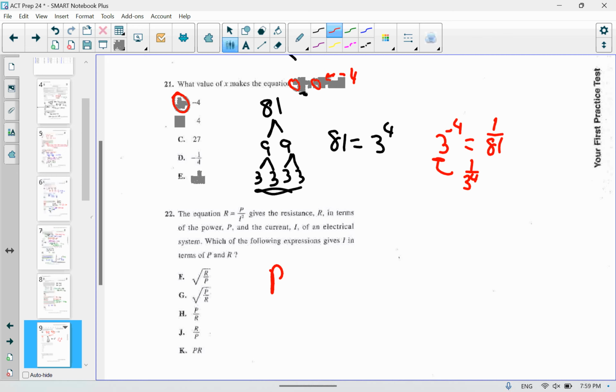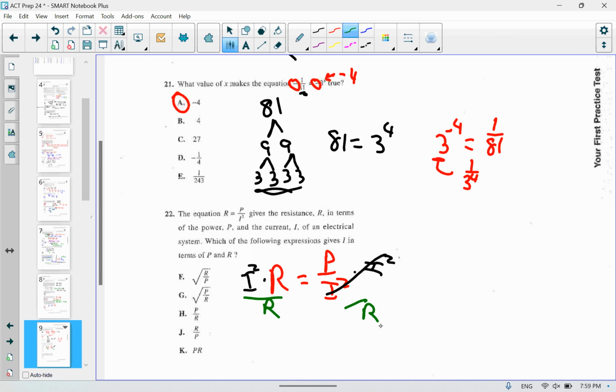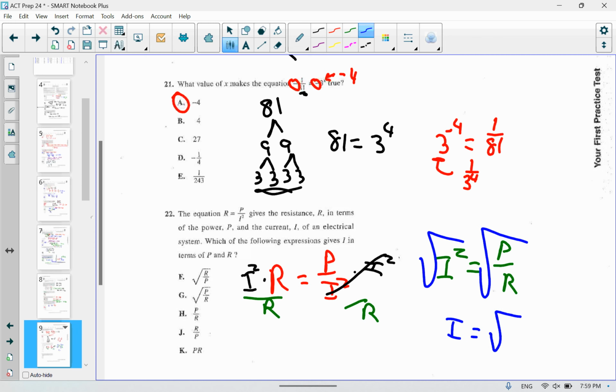I'm solving for I, so I have R equals P over I squared. The first thing I would do would be to multiply both sides by I squared to get it out of the denominator. Now I have I squared times R. I want to get rid of that R, so I would divide both sides by R. So what do I have left? I have I squared on the left-hand side, and I have P now being divided by R. Last but not least, to get I by itself, I would square root. So I get I is the square root of P divided by R. So letter G.